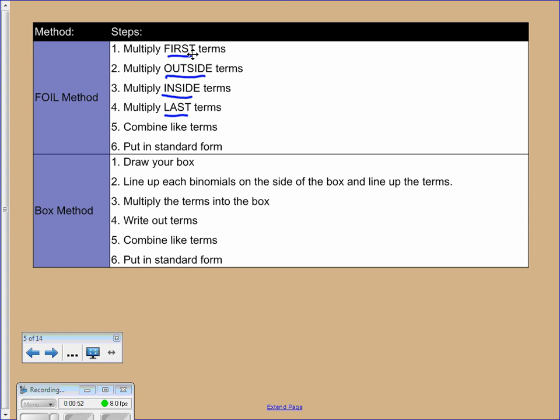The other method is called the box method. You're going to draw your box, line up the binomials on the side of the box, and line up the terms. Then you're going to multiply the terms into each of the boxes. Then you're going to write out the terms you have listed in your boxes, combine like terms, and put it in standard form. Remember, it's not in standard form if your like terms are not combined. So take a second, write these down. Then we're going to go through and look at what each of them actually means.